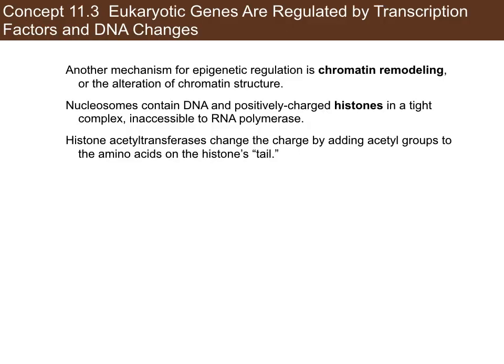So the process of changing between euchromatin and heterochromatin is called chromatin remodeling. And it's all about how DNA is associated with what are called histone proteins. Okay, so when DNA binds to histone protein, it forms a structure called a nucleosome. And whether or not the histone proteins in that nucleosome are acetylated determines how tightly the DNA is going to bind to those histones.